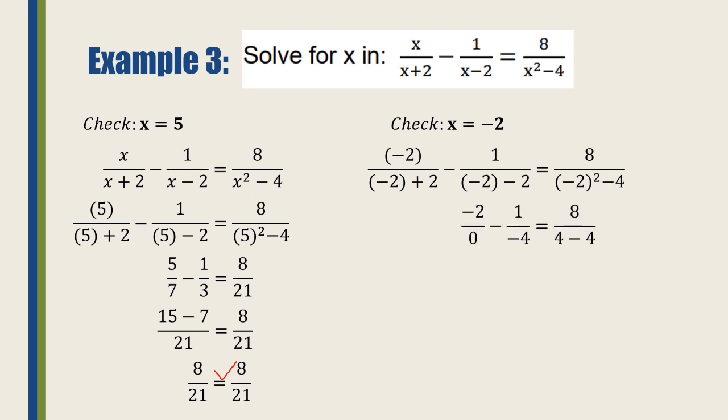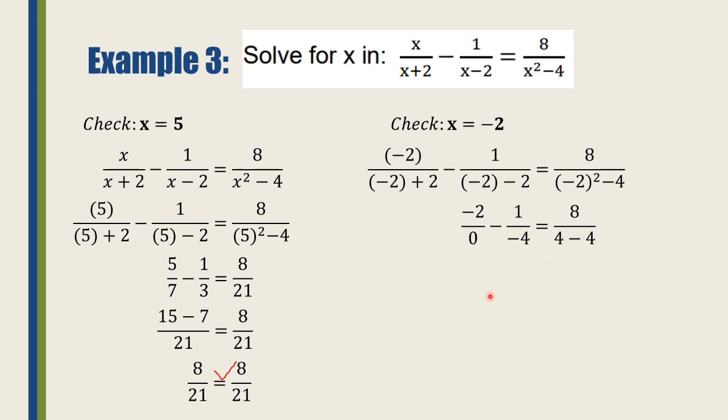Then simplify. Okay. So negative 2 over negative 2 plus 2, that is equal to negative 2 over 0. So negative 2 plus 2 is 0. Okay. Minus 1 over negative 2 minus 2, is equal to 1 over negative 4. So negative 2 minus 2 is negative 4. Is equal to 8 over negative 2 squared minus 4. So negative 2 squared is positive 4, minus 4.